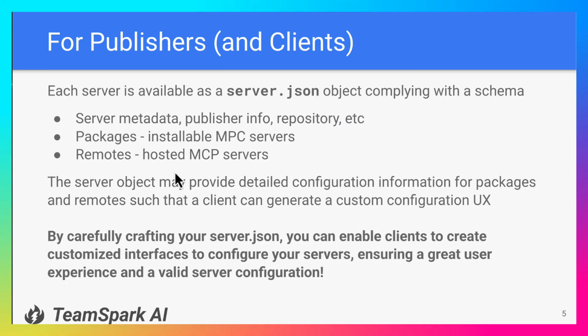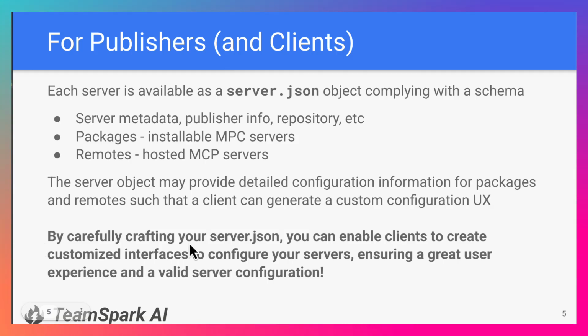So some important notes for publishers and for clients. Every server from the registry is available as a server.json object that complies with a schema. It includes metadata with publisher info, repository information, information about the packages, which are the installable MCP servers, and the remotes, which are the hosted MCP servers on the internet you can connect to. And the server object can provide detailed configuration information for the packages and remotes, such that a client can generate a custom config UX.